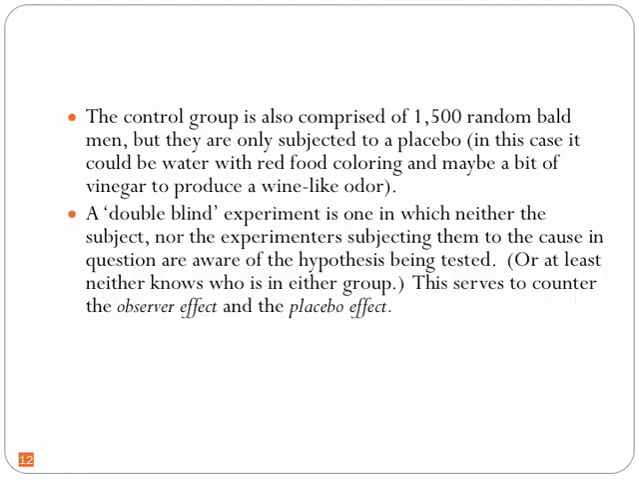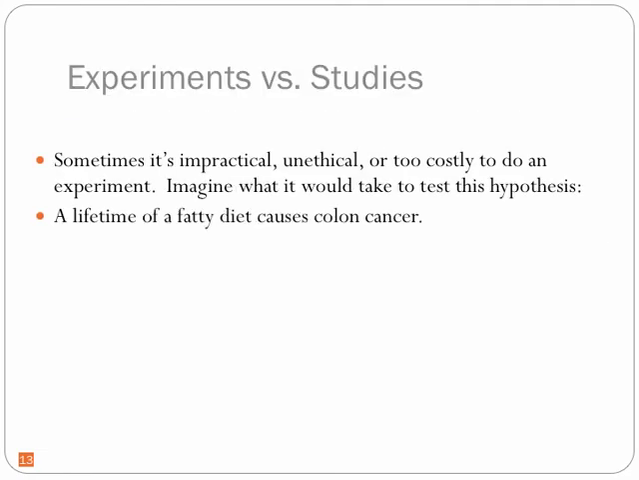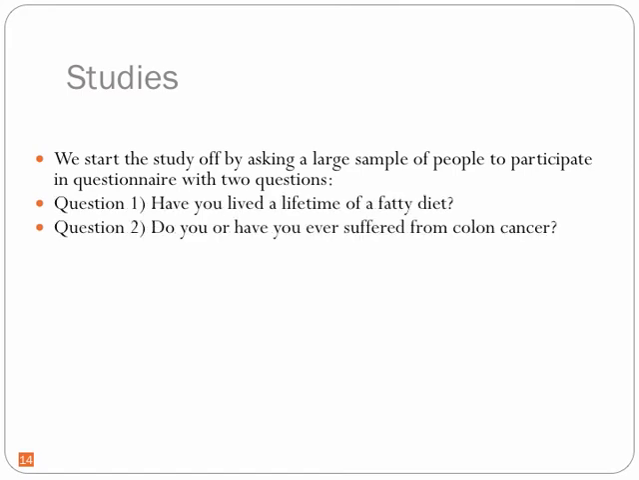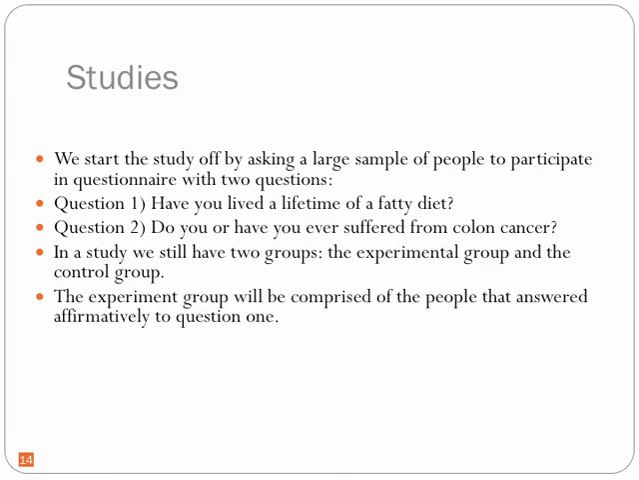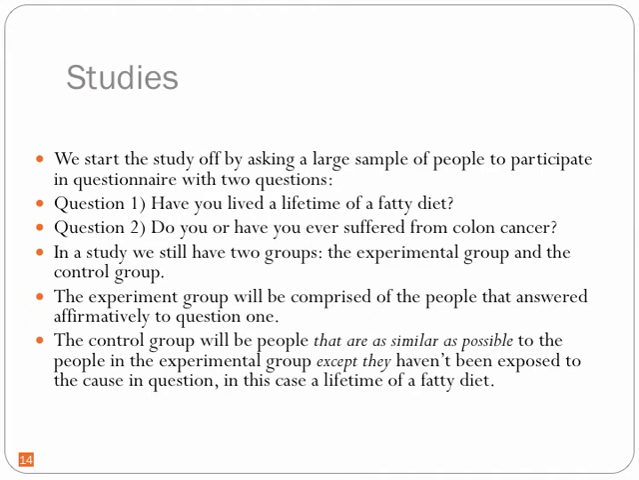And the second question could be, do you or have you ever suffered from colon cancer, right? And then you look for the correlation between them. Again, we could still have the two groups, the experimental group and the control group. And in the experimental group, it would be people that have answered affirmatively to question 1. And in the control group, you want people as similar as possible to those people.